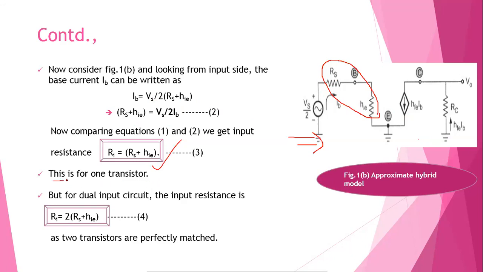This is applicable only for a single transistor, as we have said. This is taken for one transistor, that is the half circuit. If we want to apply it for dual input, that is for two transistors, the input resistance will be multiplied by 2. As we have Ri is equal to Rs plus hie for a single transistor, that is the single input configuration, for the dual input configuration the input resistance will be multiplied by 2. So this is the input resistance for dual input, either balanced or unbalanced circuit. It depends upon the input terminals here.